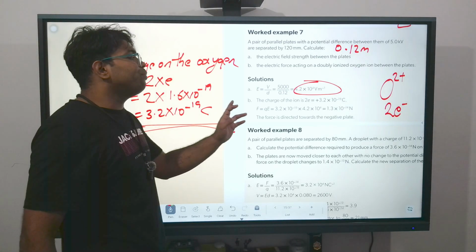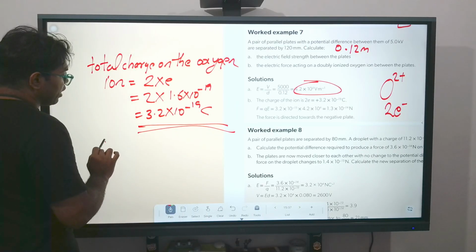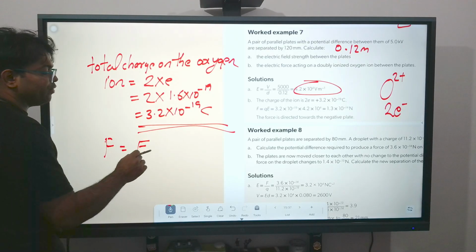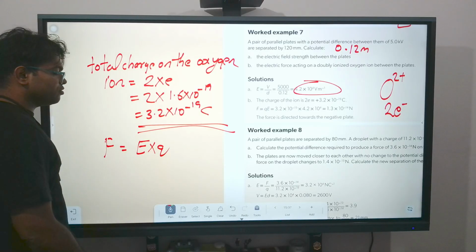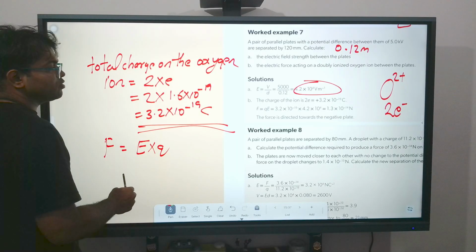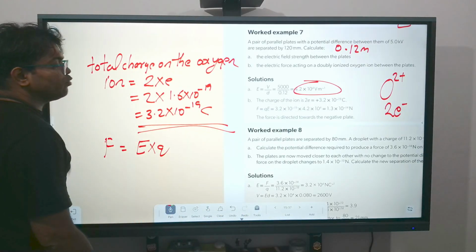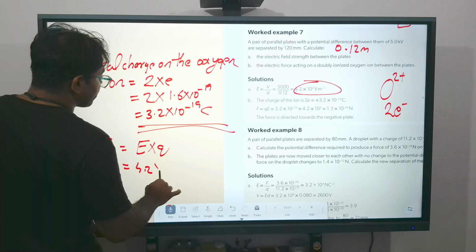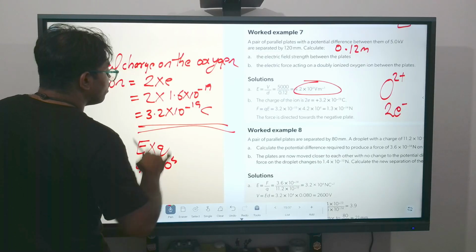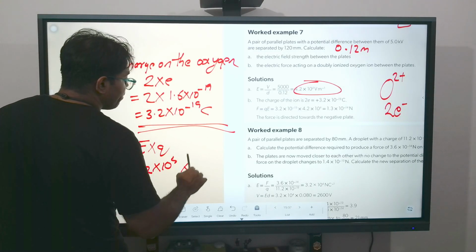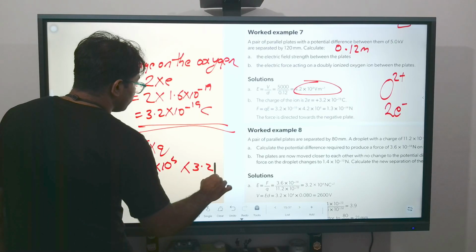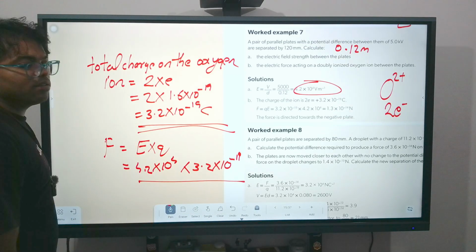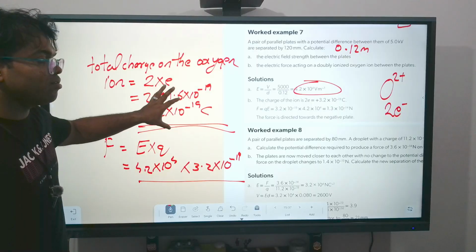Okay. Now, we also know that electric field, which is force per unit charge, multiplied by the charge gives the force. So what force will be applied? We found the field to be 4.2 into 10 raised to the power 4 volt per meter, multiplied by the charge, which is 3.2 into 10 to the power of minus 19. Understood? This is the force that is being applied on the oxygen ion.